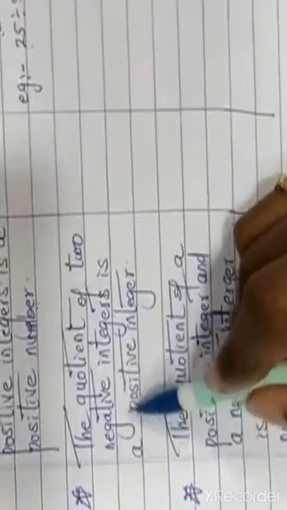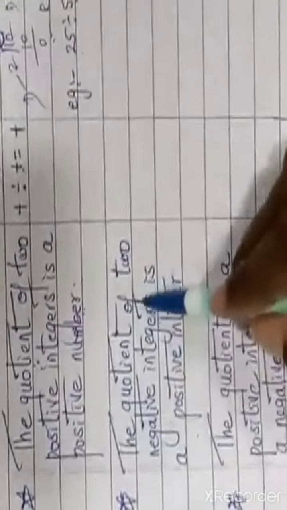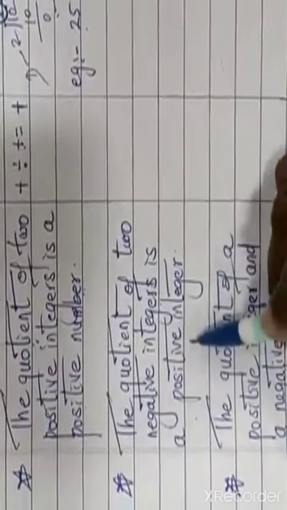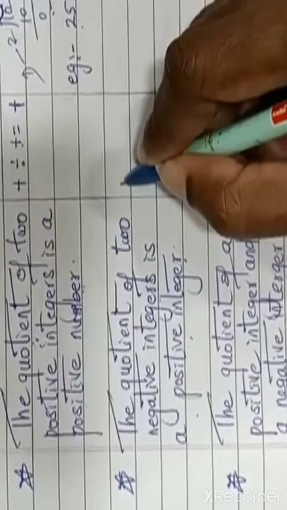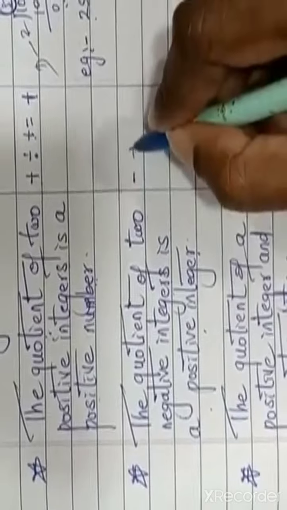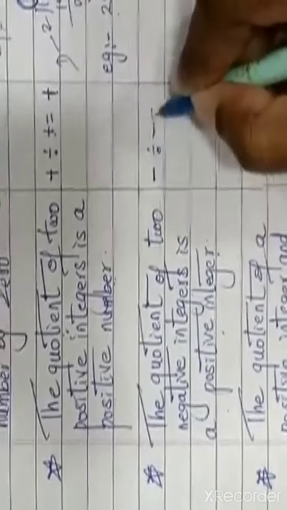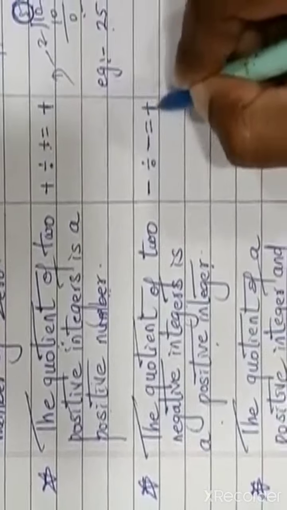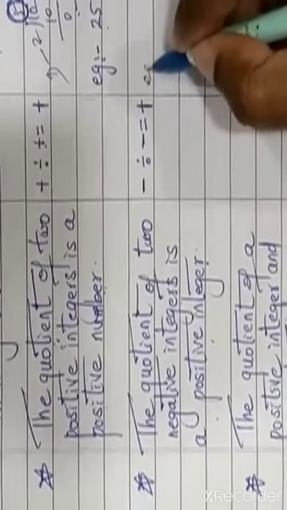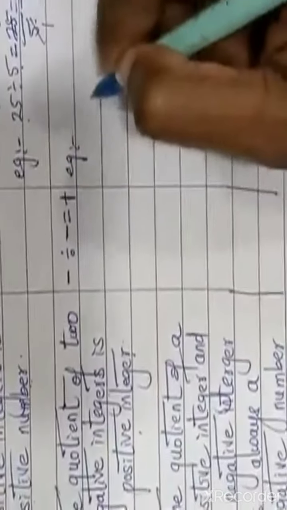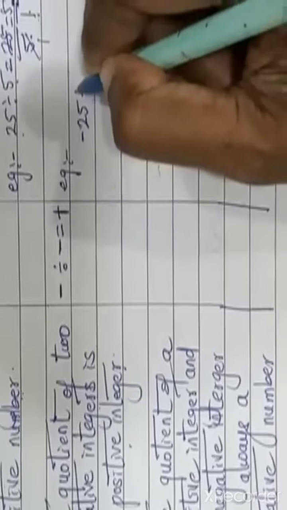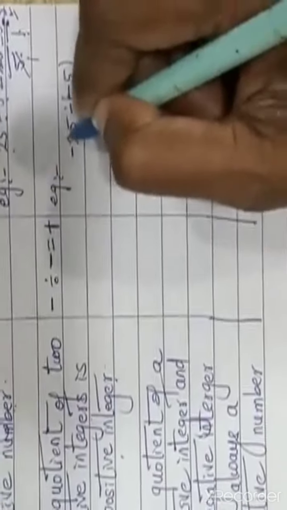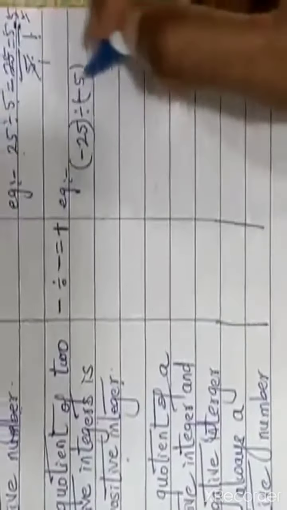Now see the next one, rule number 3. The quotient of two negative integers is a positive integer. Two negative integers means when I divide a negative integer by another negative integer, the quotient obtained is positive. Now this we will learn through an example. See here. The same numbers I will take. Minus 25 divided by minus 5.